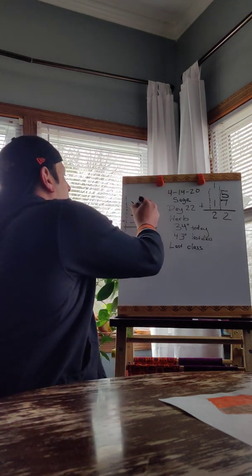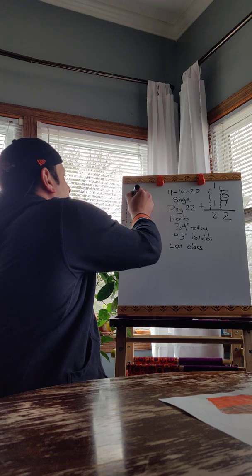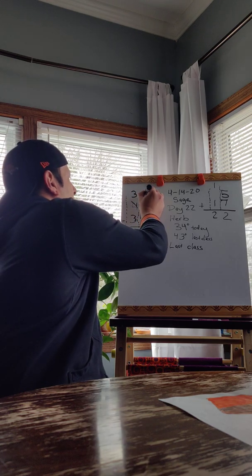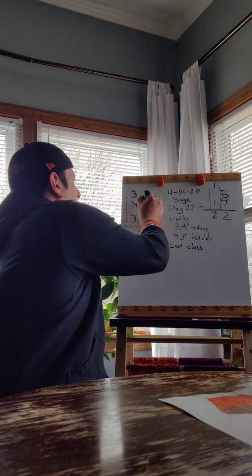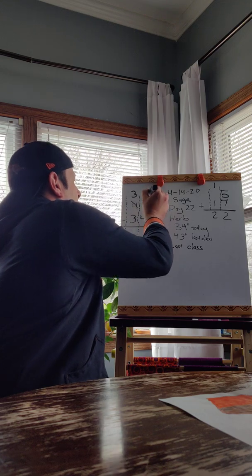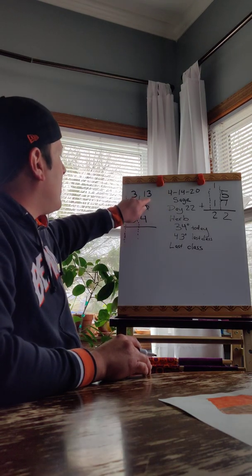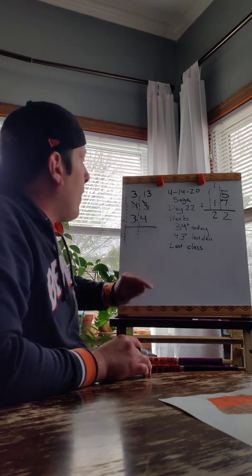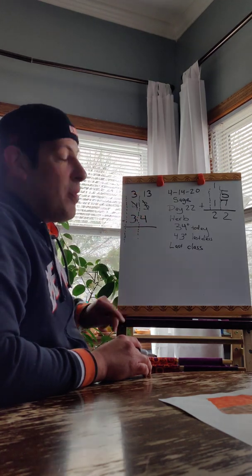Just one. So 4 take away 1 is 3. And that one we borrowed, we're just going to put up there. We're going to cross out this 3 and put it next to the 1. So now we have 13 take away 4. 13 is bigger than 4, so now we can do the problem.